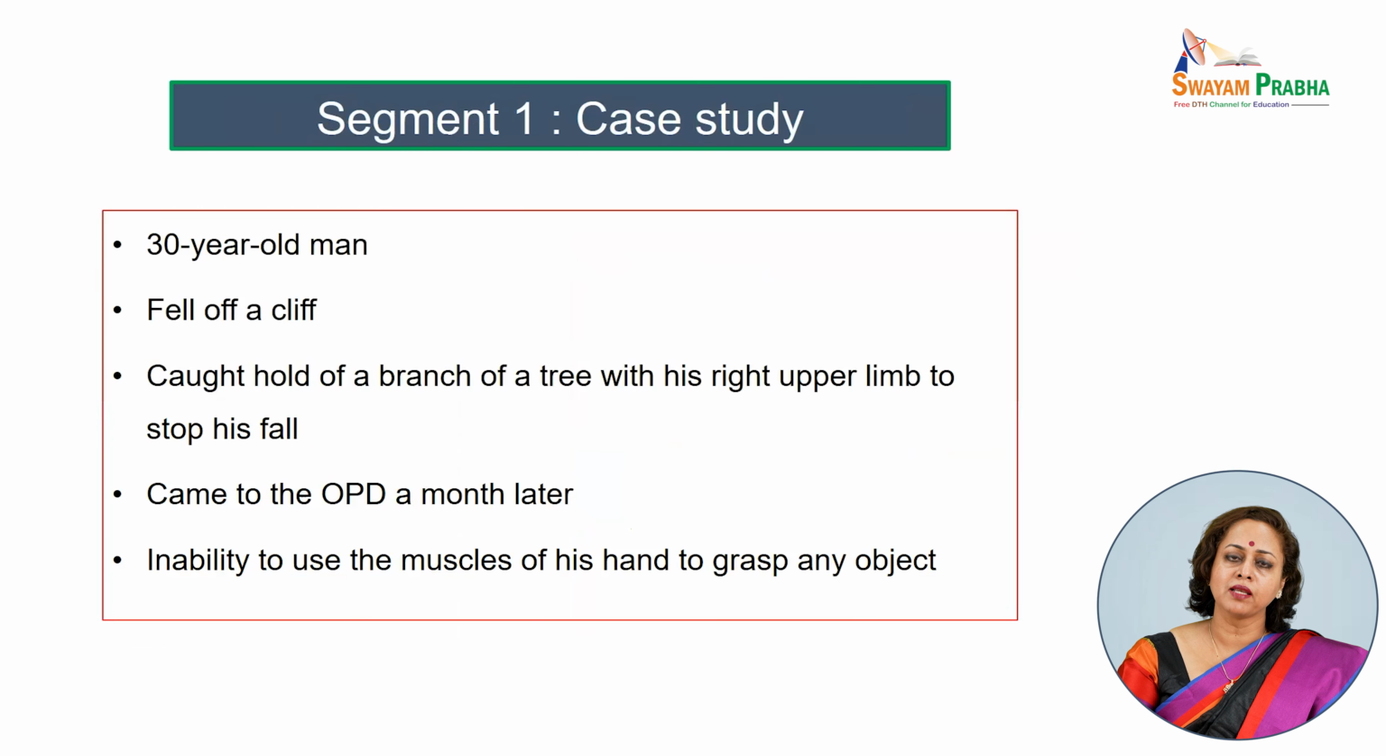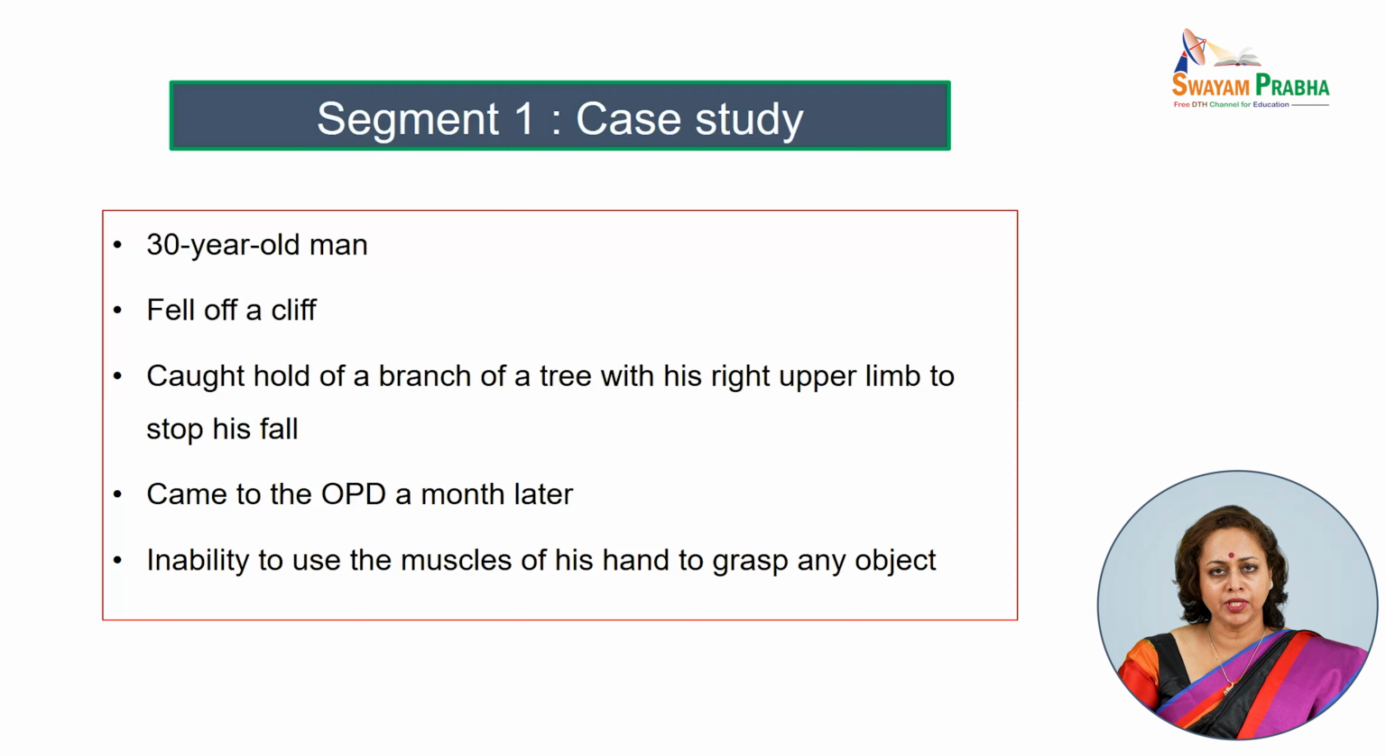Let's start with our segment 1 being the case study. So we have a 30-year-old man gives a history of falling over a cliff on a picnic, and he caught hold of a branch of a tree with his right upper limb in order to stop his fall. He comes to the OPD presenting a month later with inability to use the muscles of his hand in order to grasp any object.